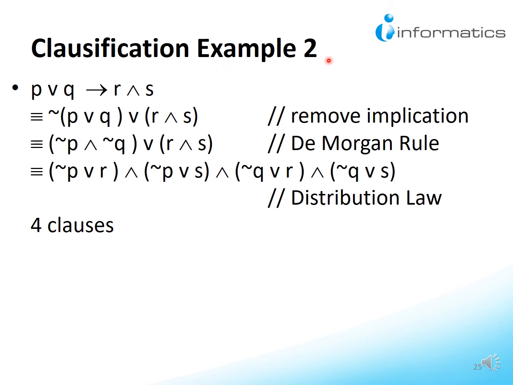Clausification example 2. If we have a statement such as this, we remove the implication. We get not P or Q or R and S. For not P or Q, we can apply the De Morgan rule, and it becomes not P and not Q. So now we can apply the distribution rule: distribute not P into R and S, and not Q into R and S. We end up with 4 clauses, anded together, and we have converted it into conjunctive normal form.